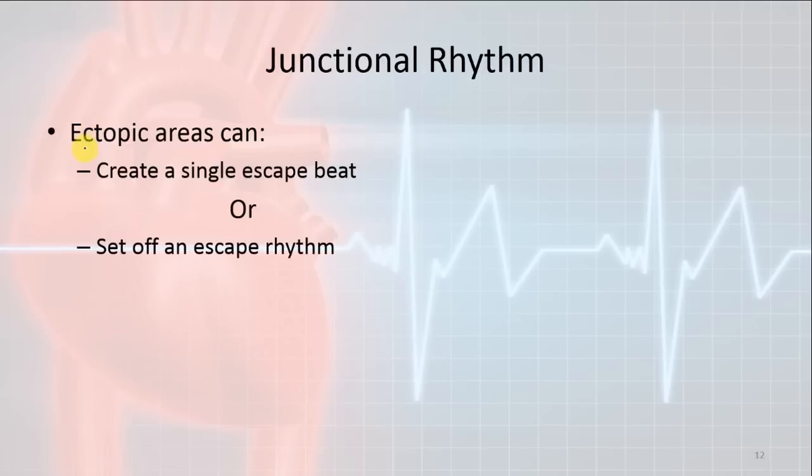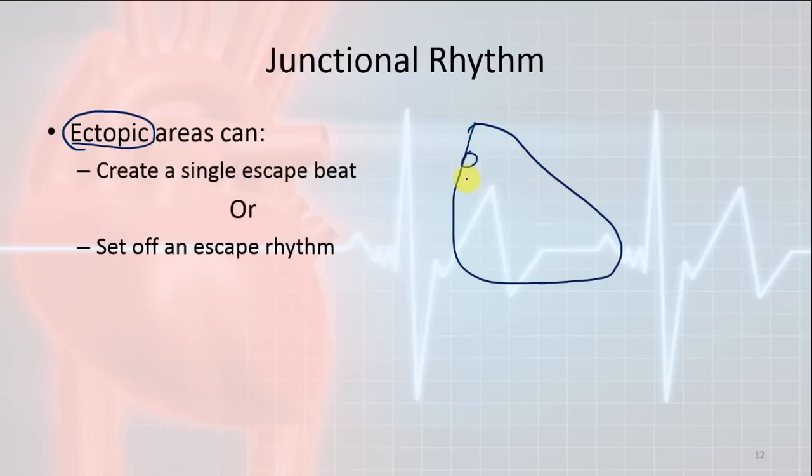An ectopic area can do a couple things. And what do I mean by an ectopic area? An ectopic focus is any depolarization that occurs outside of the normal depolarization process. So if you have somebody, and I'm just going to draw a heart over here right quick, you have the SA node up here, your internodal pathways, your AV node, and then your His bundle and your bundle branches, and then the fascicles. If you have an ectopic focus that occurs right here, this is what makes it ectopic. It occurs outside of the normal depolarization process of the heart.